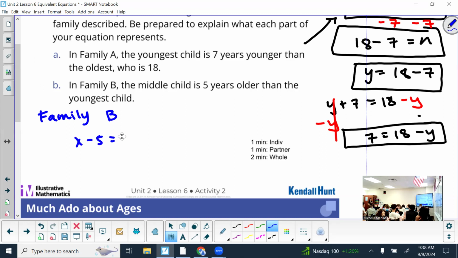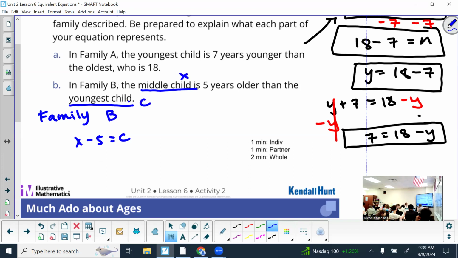X minus 5 is what? Okay, and what is X representing? Oh, okay, middle child is what you're sticking with? Okay. So let's see if that's true.